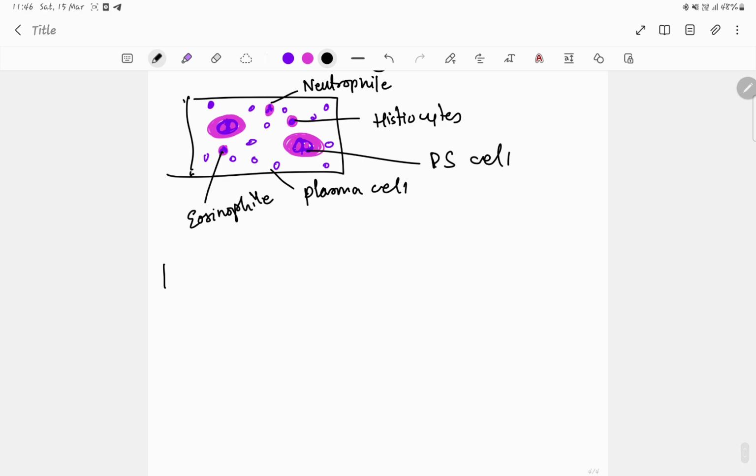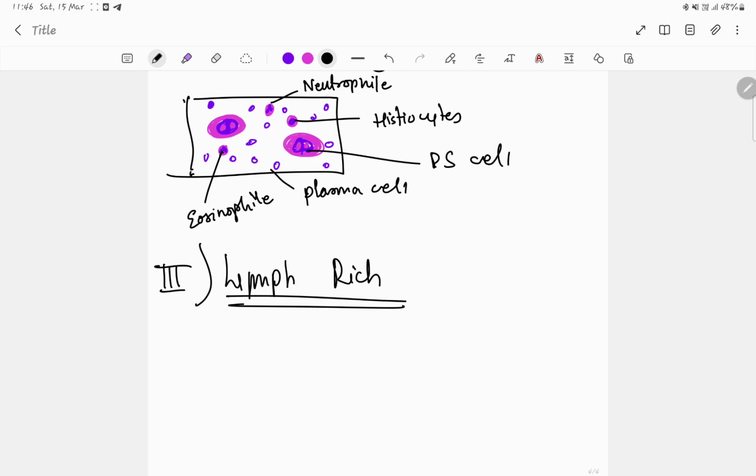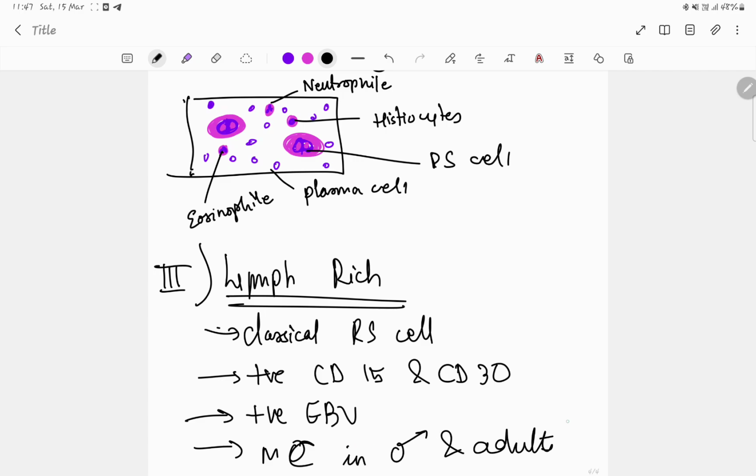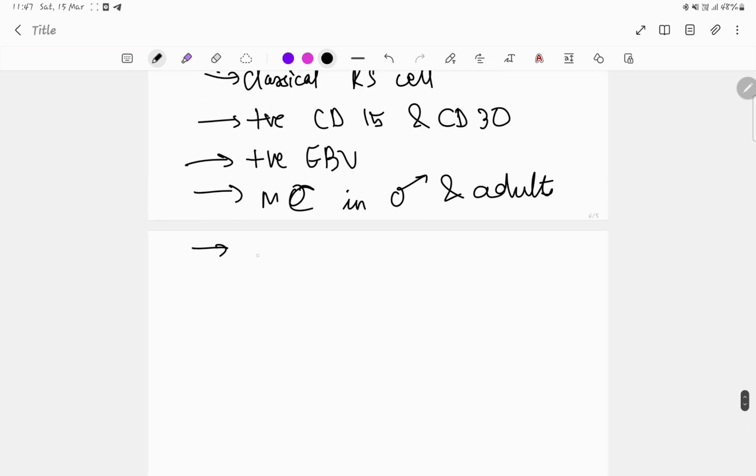The third one that we have here is lymphocyte rich. Again, in lymphocyte rich, what do we find? We have classical RS cells. So first let's mention that classical RS cells are found in here. Then it is positive for CD15 and CD30. It is positive again for EBV, and it is more common in males and adults. Older people may get this. It also has a good prognosis.